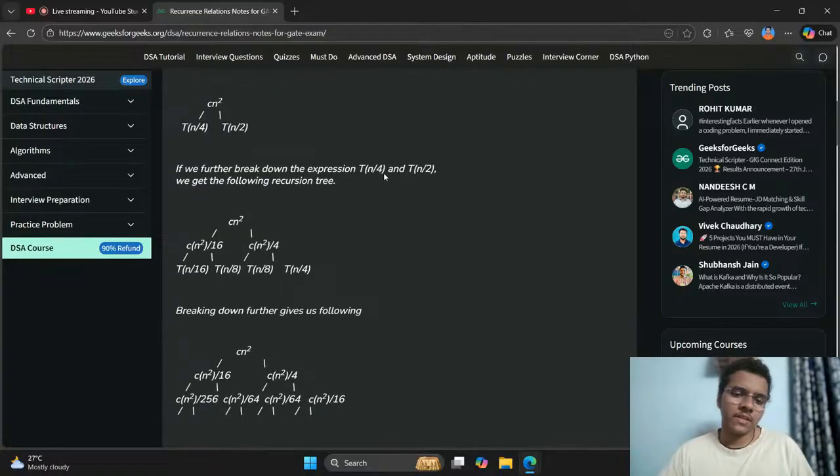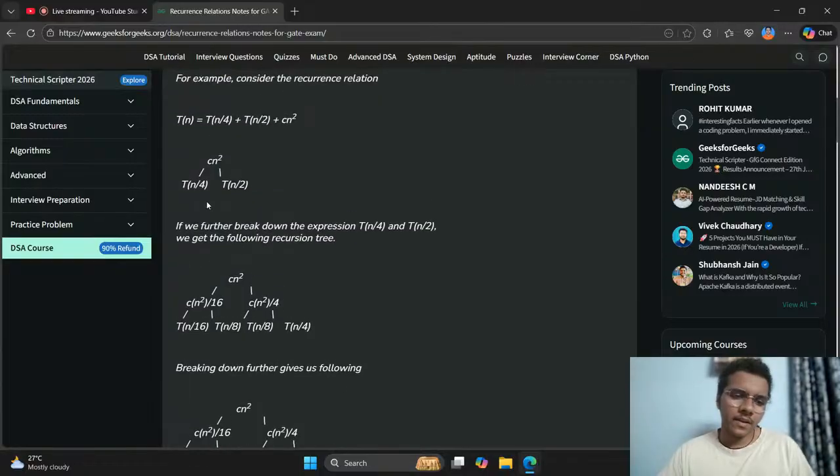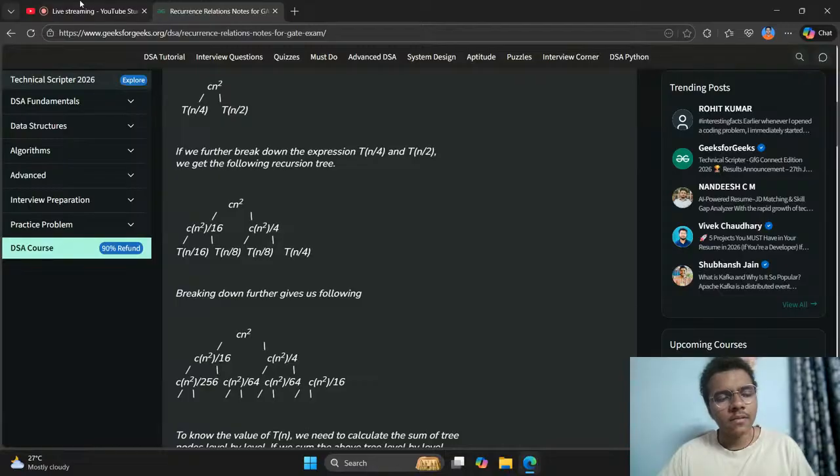If we further break down the expression T of n by 4, okay, if you substitute n by 4 here, you will get n by 16, and n by 8. And how did you get this? C n square by 16, yeah, by 16, okay. No, how can you say this is by 16?